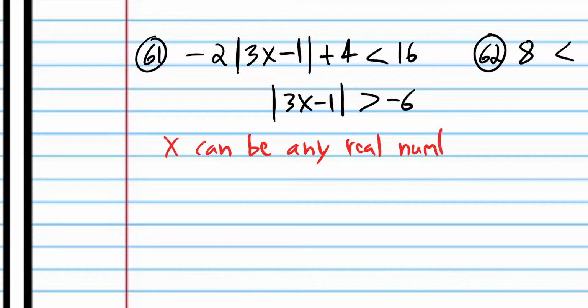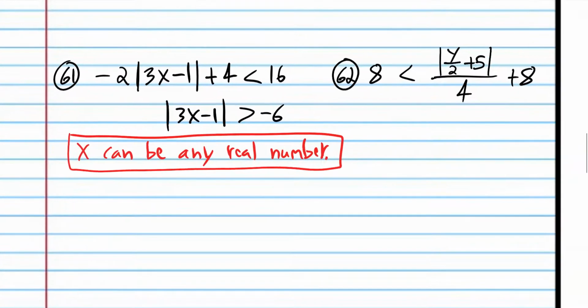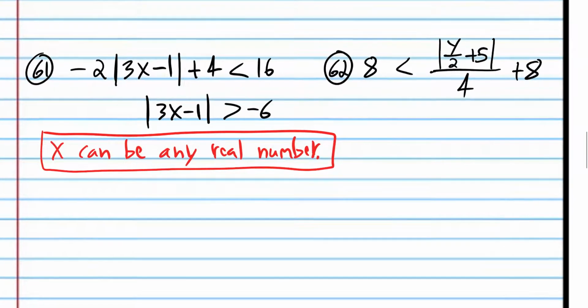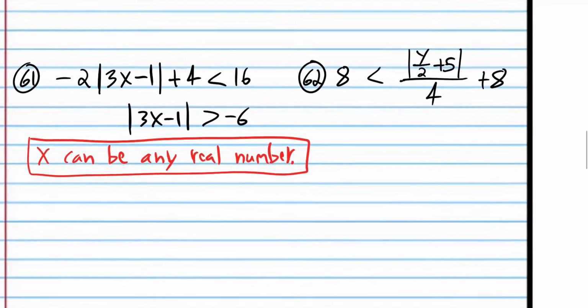Now I gave a more in-depth explanation in the previous problem like this, but we don't really have time to give an in-depth explanation. All you have to say is x can be any real number, because this inside part can be any real number, and it'll still make the inequality work. So if the inside part can be any real number, then that means x can be any real number. It doesn't matter what we plug in; it's always going to satisfy the inequality.